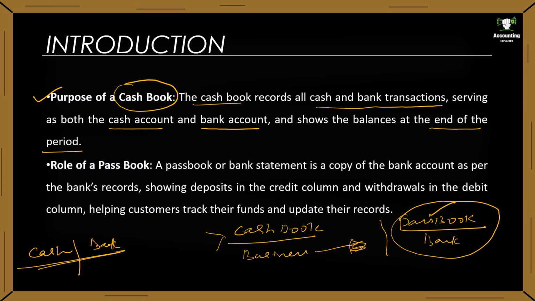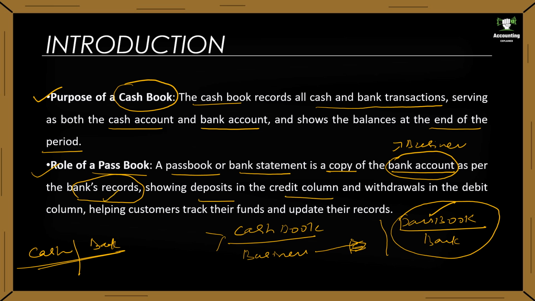Now coming to the lesson, the role of the passbook. A passbook or bank statement is a copy of the bank account as per the bank's records. The bank account is the business's bank account as maintained by the bank, showing deposits in the credit column and withdrawals in the debit column, helping customers track their funds and update their records. So the customer here, the business, can track where the funds go from the bank, and they can update the books of accounts.